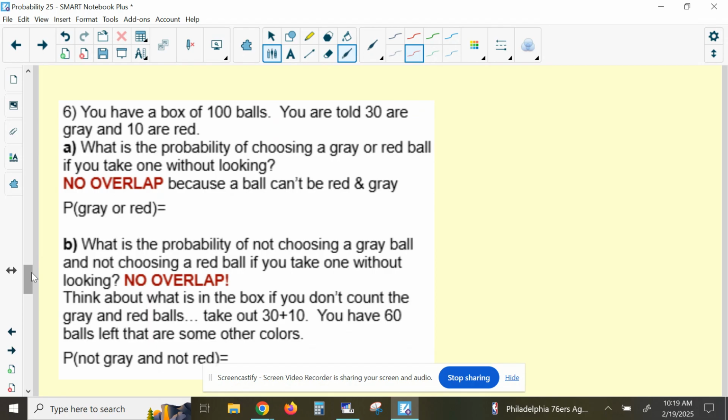So let's see what we have here, because this is a lot of words. It says you have a box of 100 balls. So you probably should do what with that? Underline it. Got 100 balls. You were told 30 are gray and 10 are red. So you're probably going to underline that, right? 30 gray, 10 red. That's what I've got. Go underneath there and write down what you have so far. I'll write it over here. I have 100 balls, yeah?